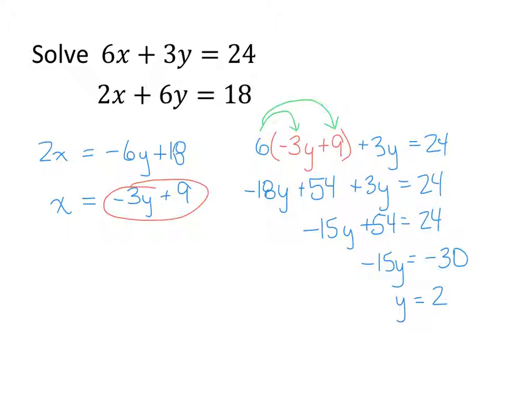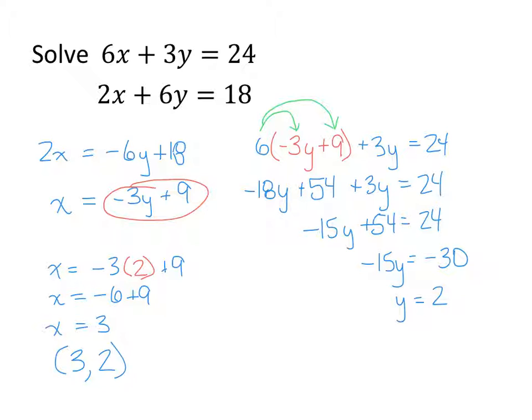Now we're going to take that answer back to our first equation to find the value of x. Since x is equal to negative 3 groups of y, or negative 3 groups of 2, adding 9, x must be equal to 3. And the solution to this system of equations, we believe, is at 3 and positive 2.